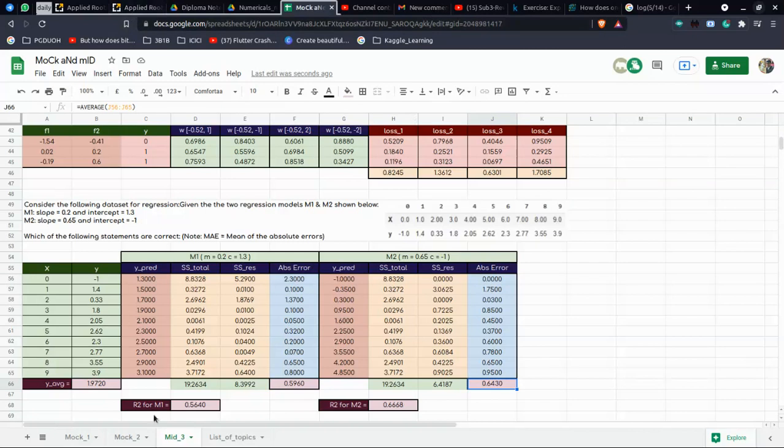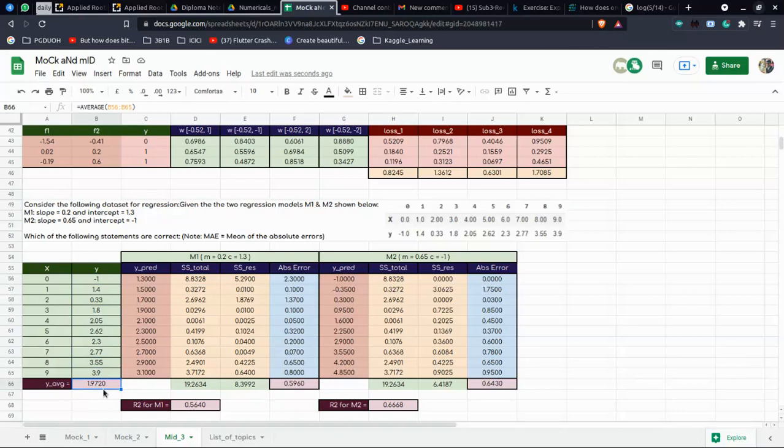Now we need to calculate the R2 score. R2 is nothing but 1 minus SS residual divided by SS total. So basically we are comparing our residual error with the average model. SS total is based on y minus y average. If we are using the average model, then the predicted value would be the average value of y. Every time it will predict 1.9720.